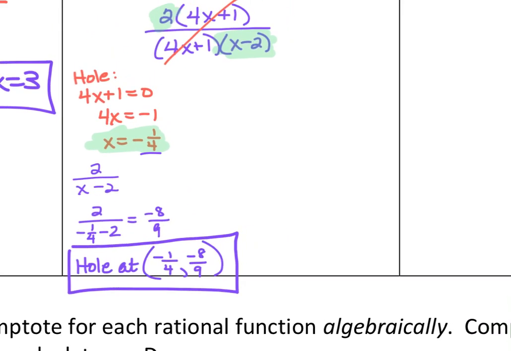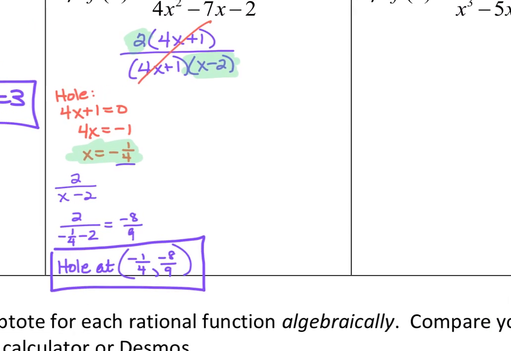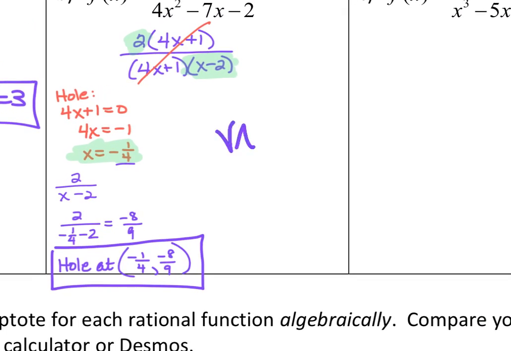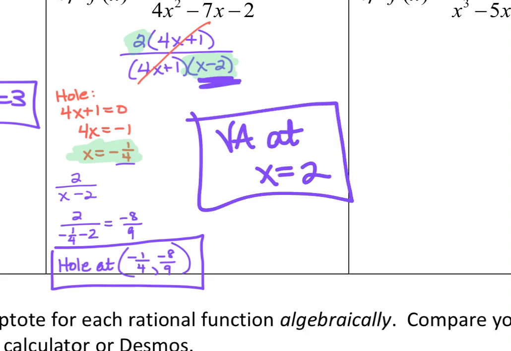Whatever's not a hole is then going to be a vertical asymptote. Whatever makes the denominator 0 and isn't a hole is a vertical asymptote. And therefore, in this question, you've got a vertical asymptote at x equals positive 2, and that's from this.